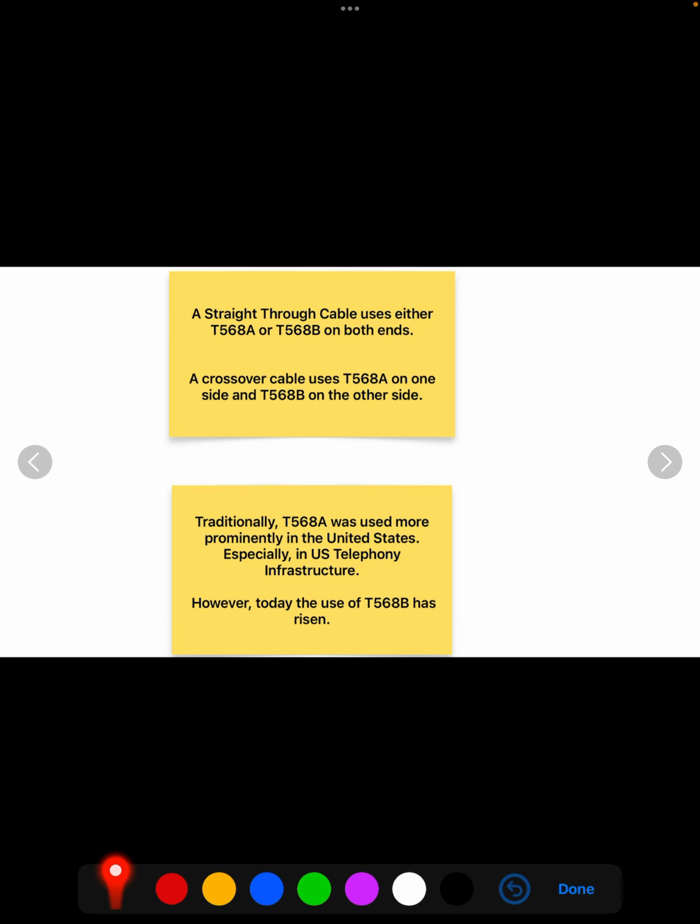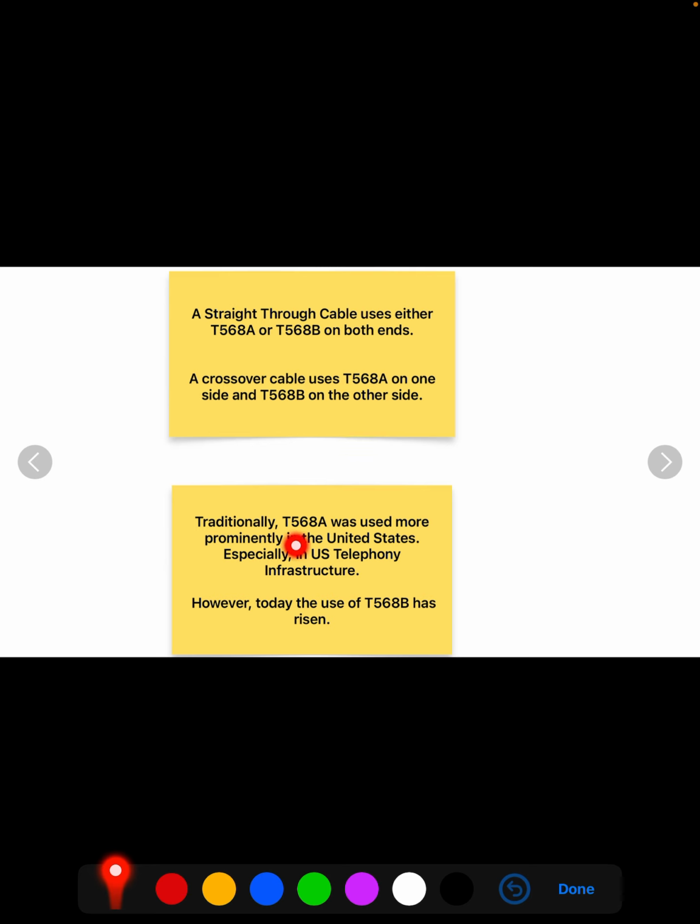Now, it's important to know that a straight-through cable uses T568A or T568B on both ends, so the pin assignments match on both sides. Whereas with a crossover cable, the pin assignments are different: one side is using the T568A standard, and the other side is using the T568B standard, so the pin assignments don't match on both sides.